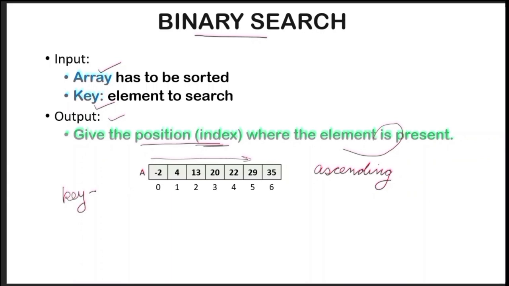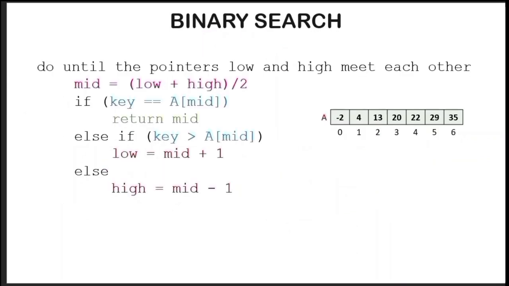Suppose key is equal to 29. We have to search whether 29 is present in this array or not. If it is present, then print the index value where the element 29 is present in the array A. So the output will be 5. Your input is this array and the key value. We will see how the binary search algorithm works to find this value.